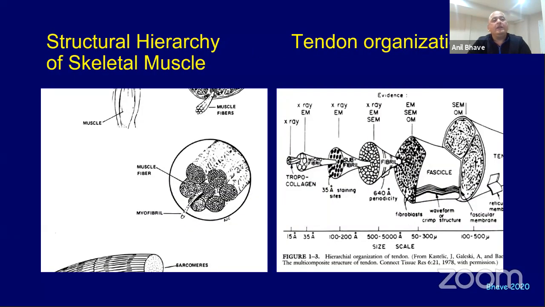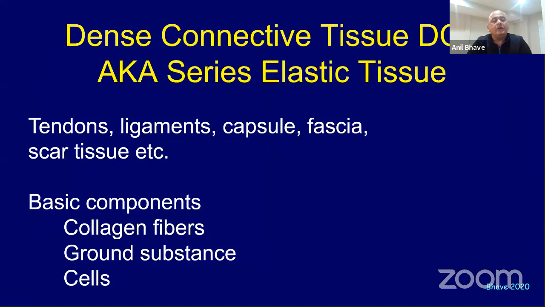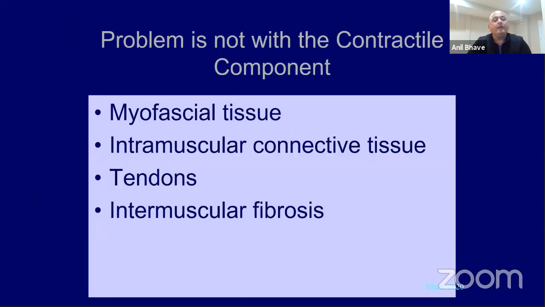If you look at the skeletal muscle itself, you see that there are sarcomeres, the contractile element, and then there is a dense connective tissue that is septum and covering of the muscle. And tendon is mostly collagen, bundles of collagen. So what is the resistance? The dense connective tissue, or series elastic tissue, I break into simple components. We have a contractile element and a series elastic dense connective tissue element, which is collagen fibers and ground substance. The problem is not with the contractile component.